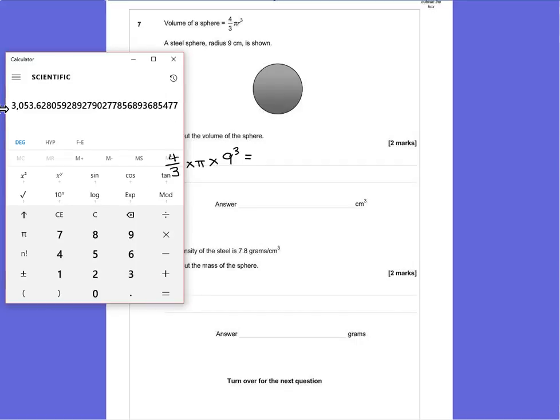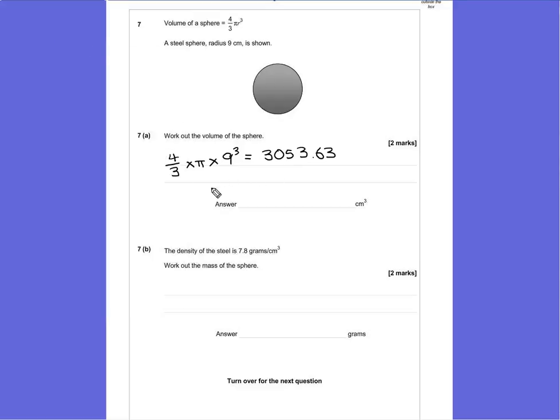Quite a large answer here, but try to give your answer to a reasonable level of accuracy. In this case, 3053.63 is a good enough answer. If you decided that you wanted to leave your answer in the form of pi, you would have to work out 9 cubed and multiply it by 4/3. Both answers should be acceptable in a calculator exam.